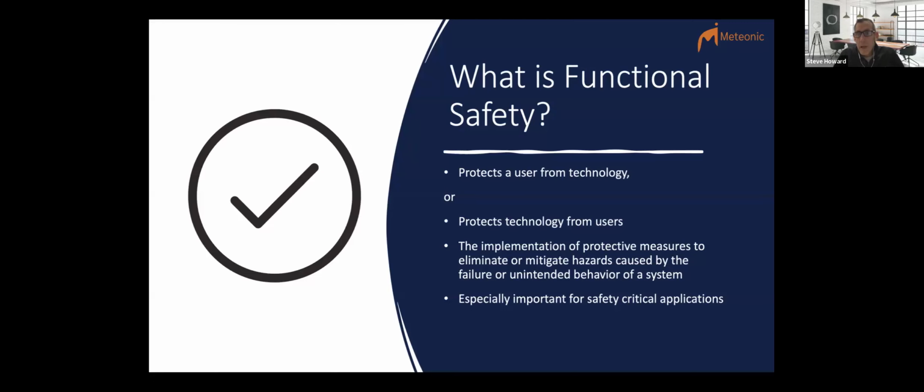So all of these things are part of what functional safety is, and the protective measures that we implement in functional safety standards are to eliminate or at least mitigate the hazards caused by failure or unintended behavior of the system. So this is very important, of course, in a safety critical system. We want to make sure that the system behaves as it should, and if there is a failure of some kind, that we give the user the best possible chance to mitigate the hazard. That's what we're attempting to achieve with functional safety.